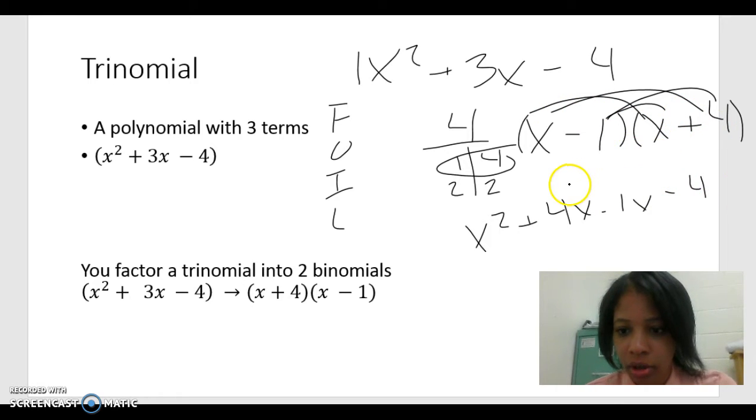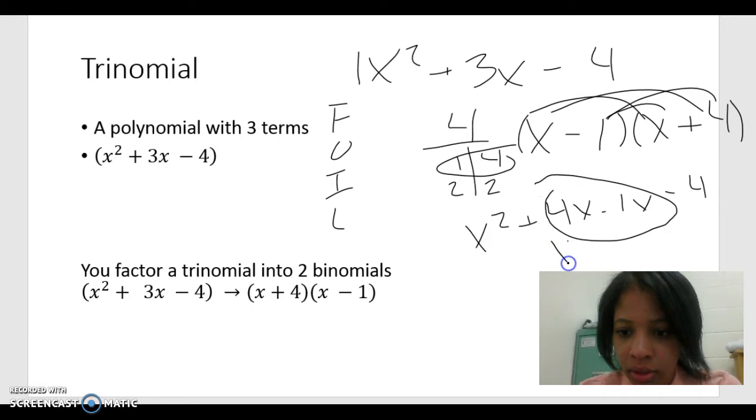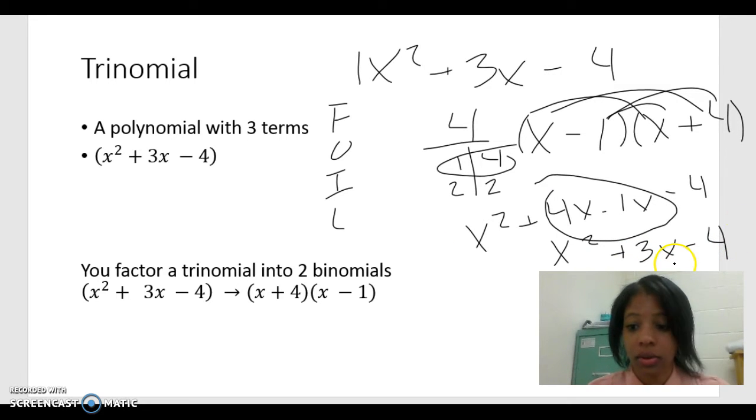And when I combine my like terms, it's going to be these two. So positive 4x minus 1x is going to be positive 3x. And I'm back to where I started, right? So that's how those two things work together.